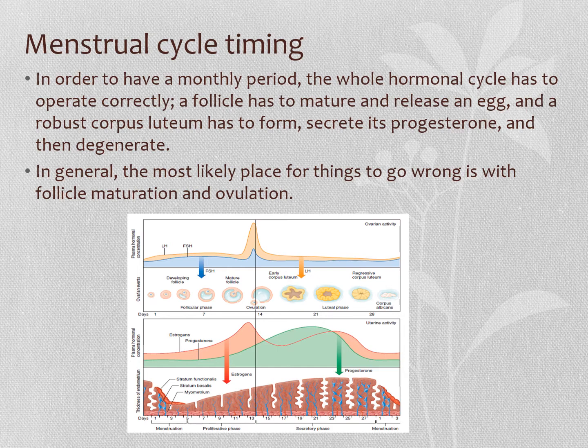The place where things go wrong most likely is with the whole follicle maturation process and ovulation. So in general, if you're not having monthly periods, you are not ovulating regularly. Because once you ovulate, you're going to go ahead and build up a lining and shed it, unless you get pregnant.